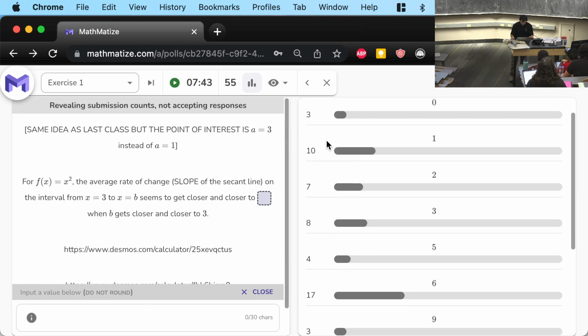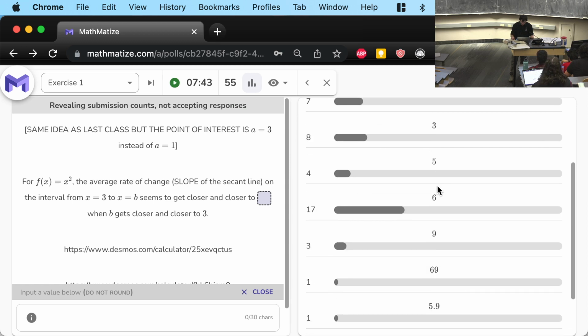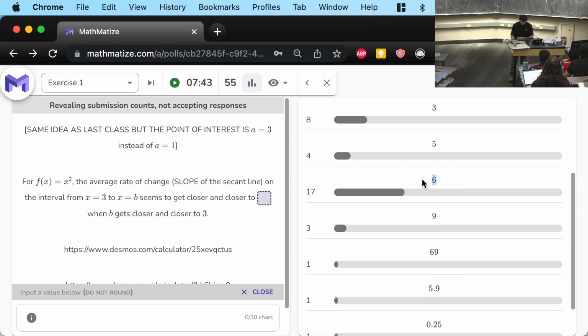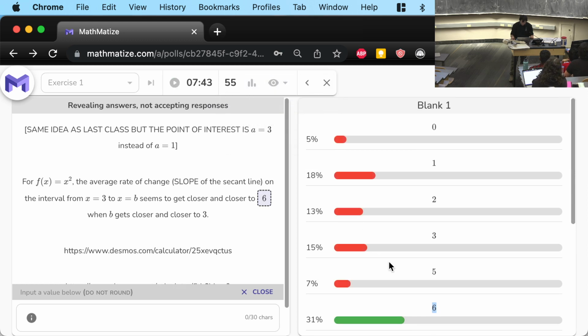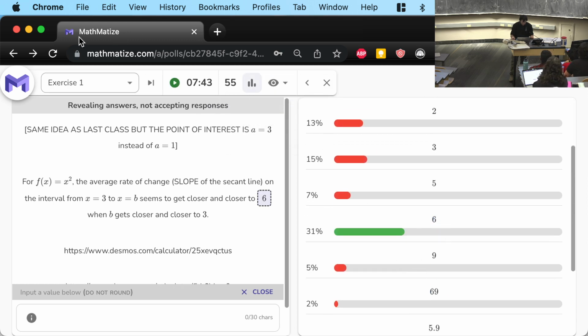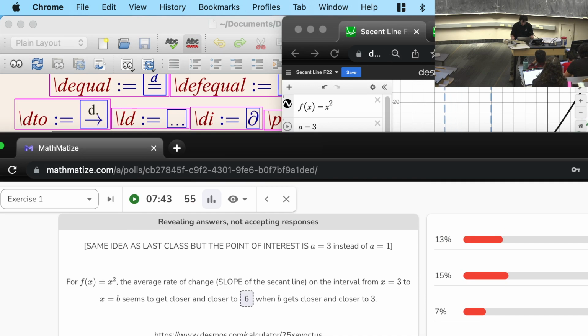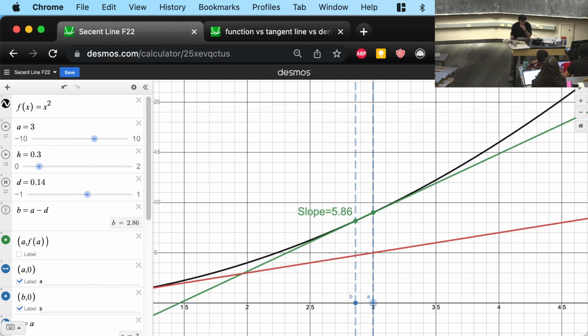Ooh, all sorts of different values. 0, 1, 2, 3, 4, 5, 6 seems slightly more popular, and the correct answer is indeed 6. The way you were supposed to see that was from the animation. So the animation is the guide here of what is going on. Let's look at it a little bit more closely.